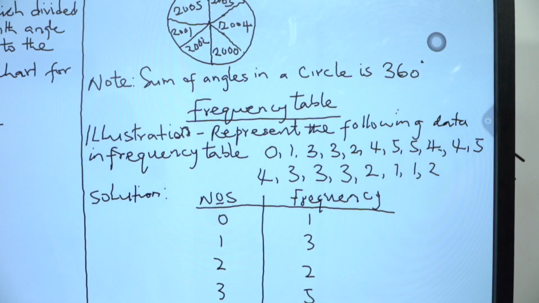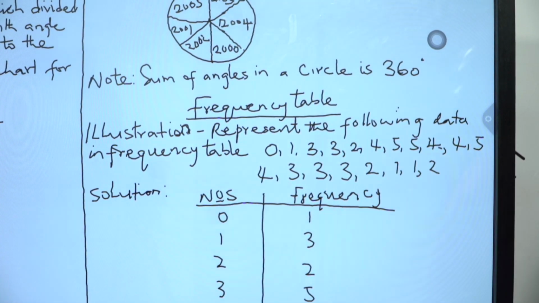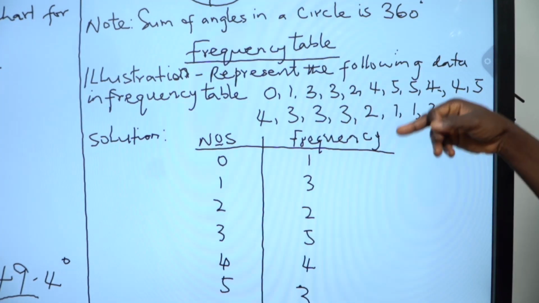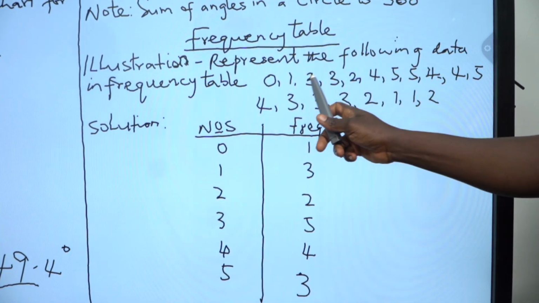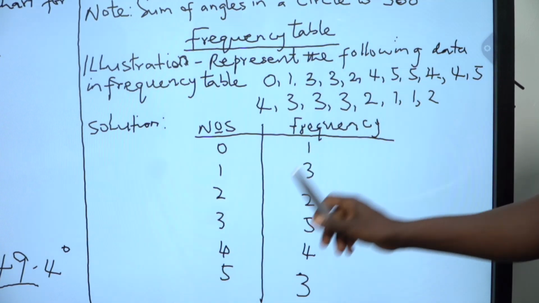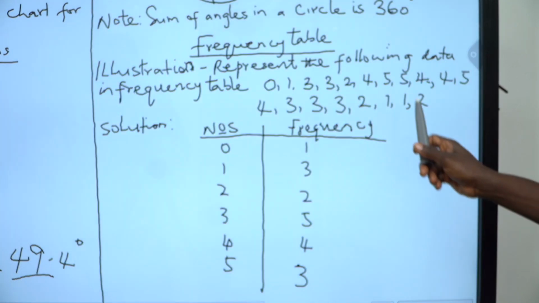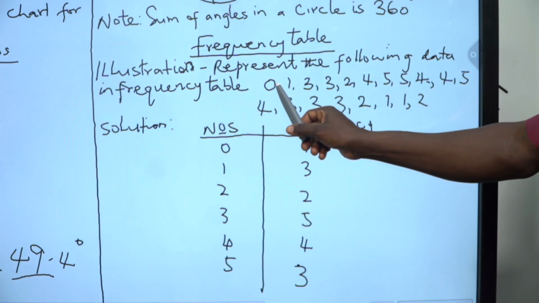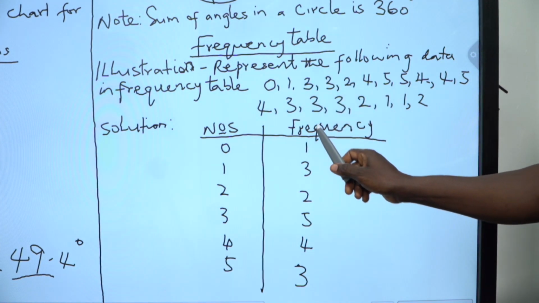To represent it in a frequency table, what it means is that you can arrange the numbers in ascending order, or put them in descending order or anyhow. But the most important thing is that you must ensure that if a particular number appeared twice, that 2 must be represented. Like, the smallest number we have here is 0. The highest is 5. You can see that in the frequency column I have 1 here. What it means is that if you look at the distribution all through, you see that 0 appears only once. You write 1.